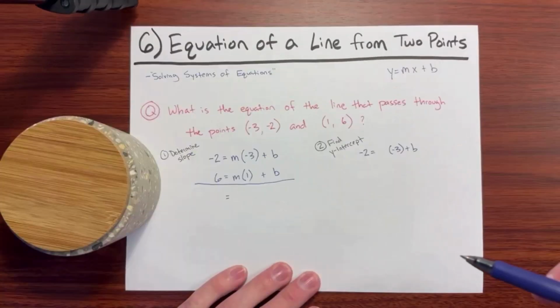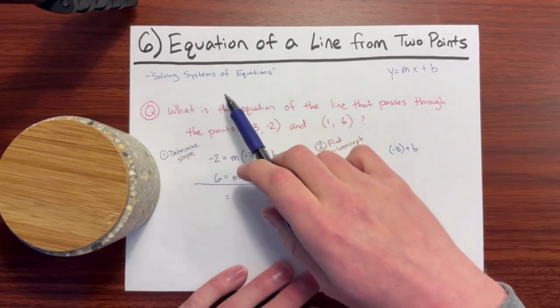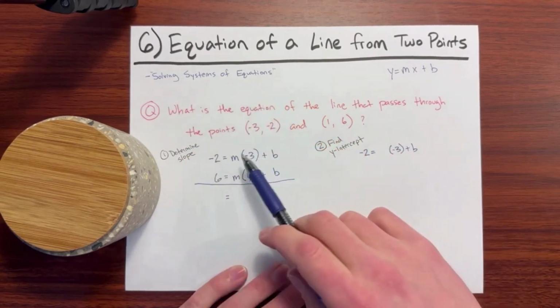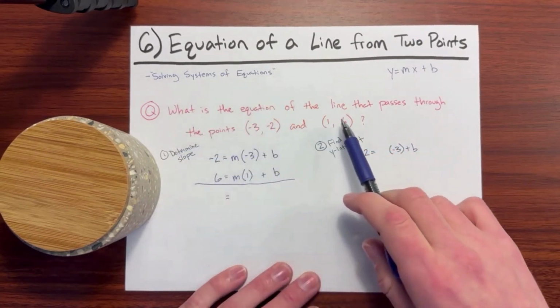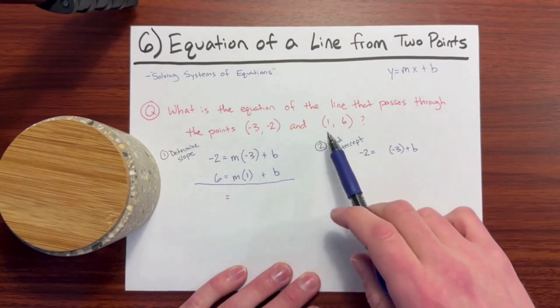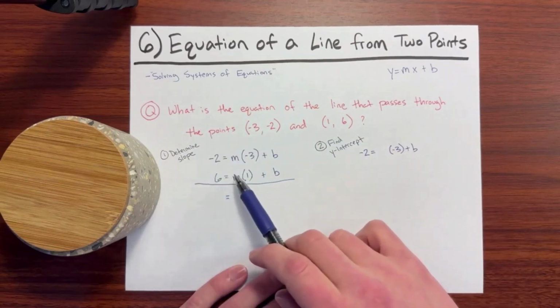Number 6, equation of a line from 2 points. To solve these problems, you'll need to know how to solve a system of equations, which we've covered in a previous video. A question could ask, what is the equation of the line that passes through the points -3, -2, and 1, 6? First, we'll need to determine the slope, and we'll do that by using a system of equations.